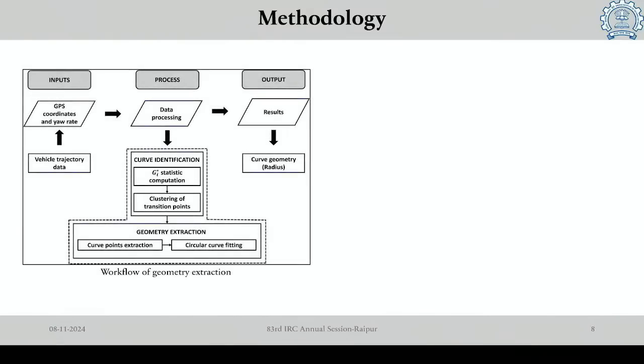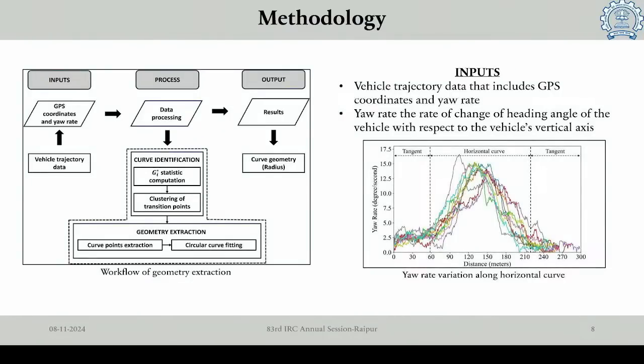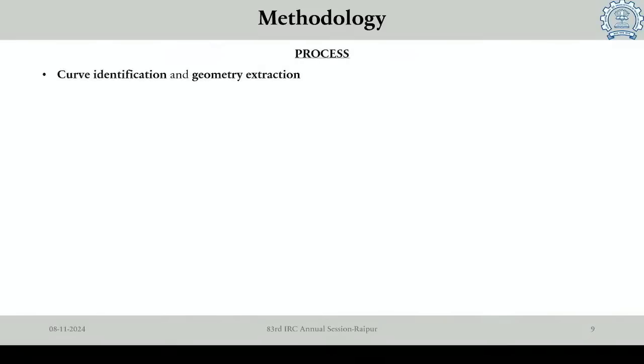So this is the methodology of the study, in which the inputs are vehicle trajectory data that includes the GPS coordinates and yaw rate. So yaw rate is the rate of change of heading angle with respect to the vehicle's vertical axis, and this is the variation of the yaw rate. It is constant along the tangent sections, and there is variation in the curve sections. And in the process, there are two major steps. That is curve identification and geometry extraction.